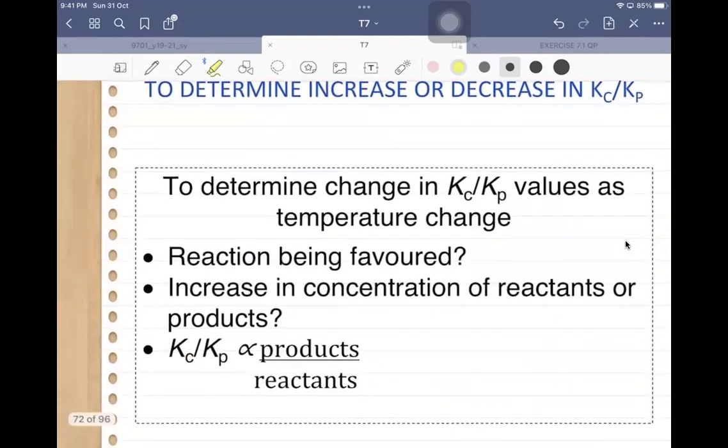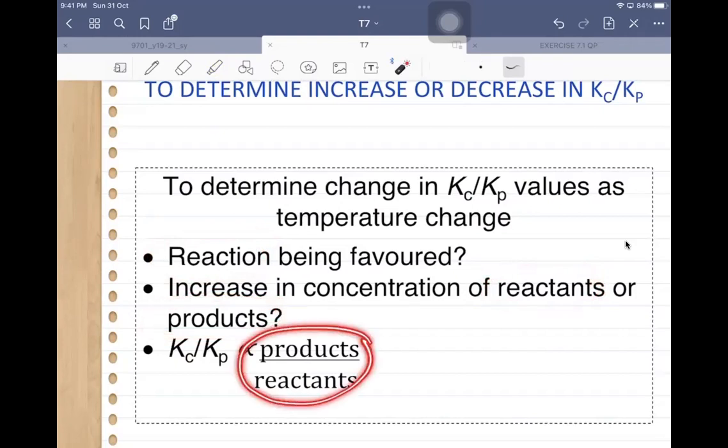To determine increase or decrease in Kc or Kp, remember this only applies to change in temperature. First, you must look at which reaction is being favored, forward or reverse. And then you look at the equation that is being favored. Are you increasing the reactants? Are you increasing the products? And then remember this expression where your Kc or Kp is proportional to your products over reactants. So more products, big Kc; more reactants, small Kc.